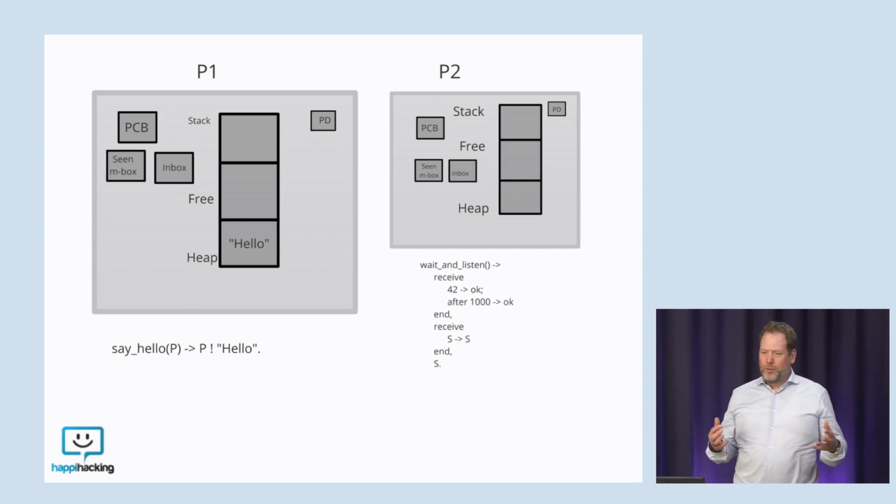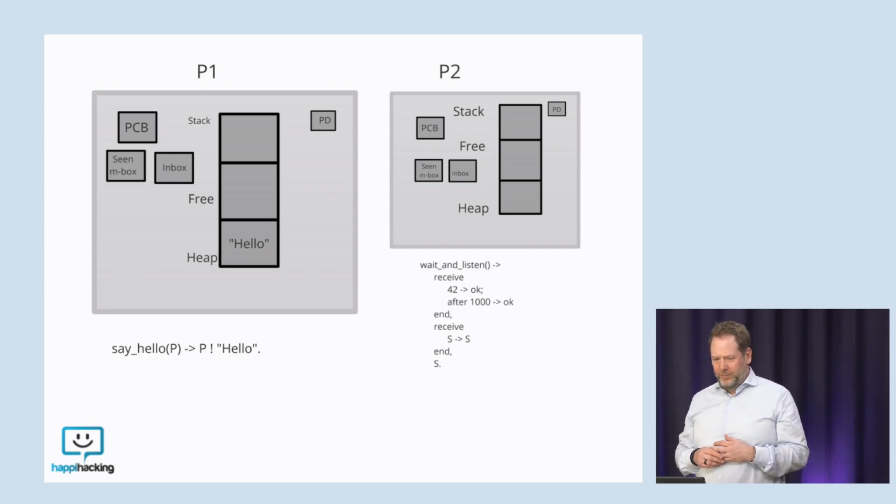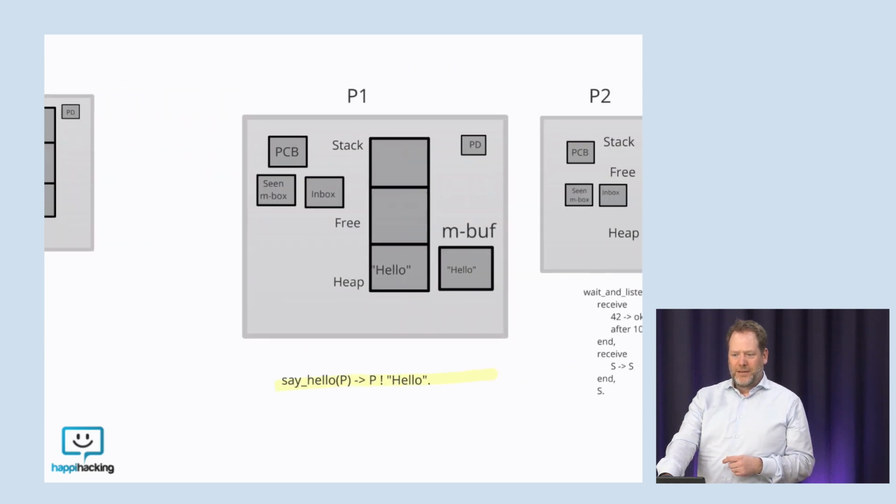So if we have two processes here with their memory, the stack and the heap, that are actually one memory area growing towards each other with free area in the middle. And then you have the inbox. And we have process 1 here that wants to send a message, hello, to the other process. And the other process is not really waiting for the message hello, it's waiting for the message 42, at least for 1 second or 1000 milliseconds.